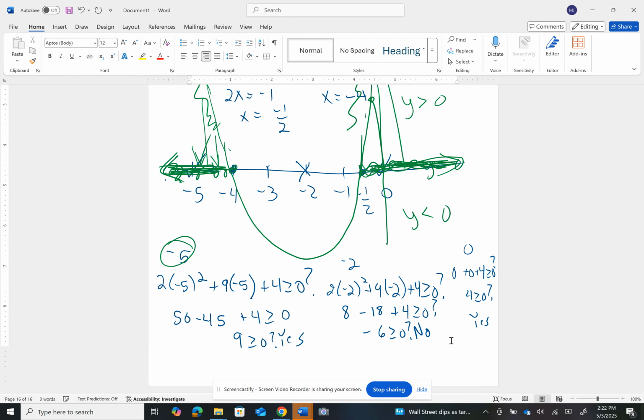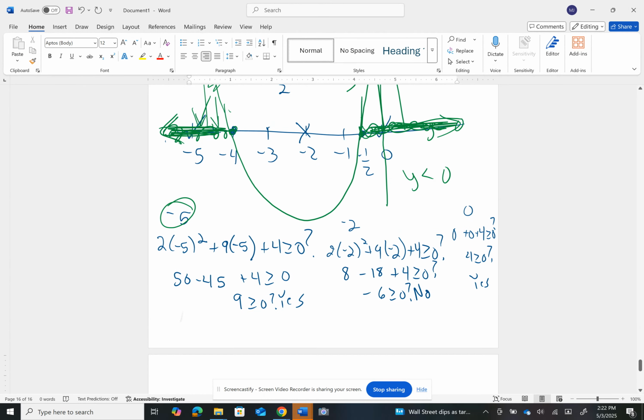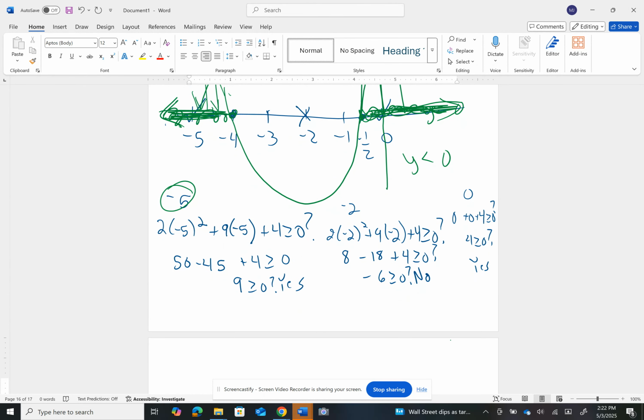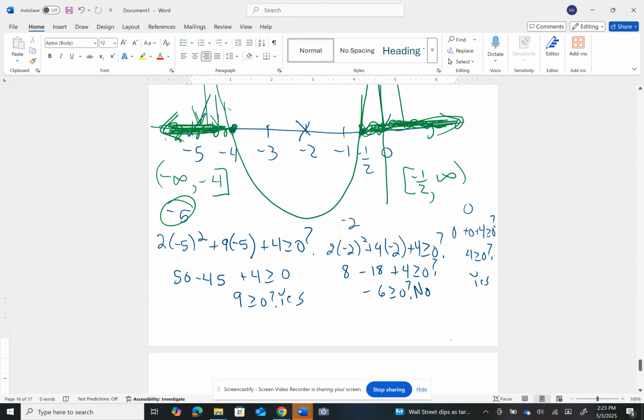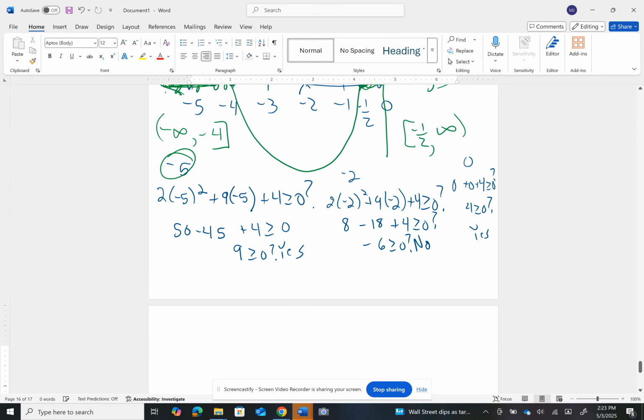Try to get a little more paper here. Okay, so we're going to write our answer in interval notation. So it would be negative infinity until I hit negative 4. And because it was or equal to, I'm going to use a bracket. All right, and then over here, this interval would be from negative 1/2 all the way to positive infinity. So my answer would wind up being those two put together with a union symbol. Negative infinity to negative 4, union negative 1/2 to positive infinity.